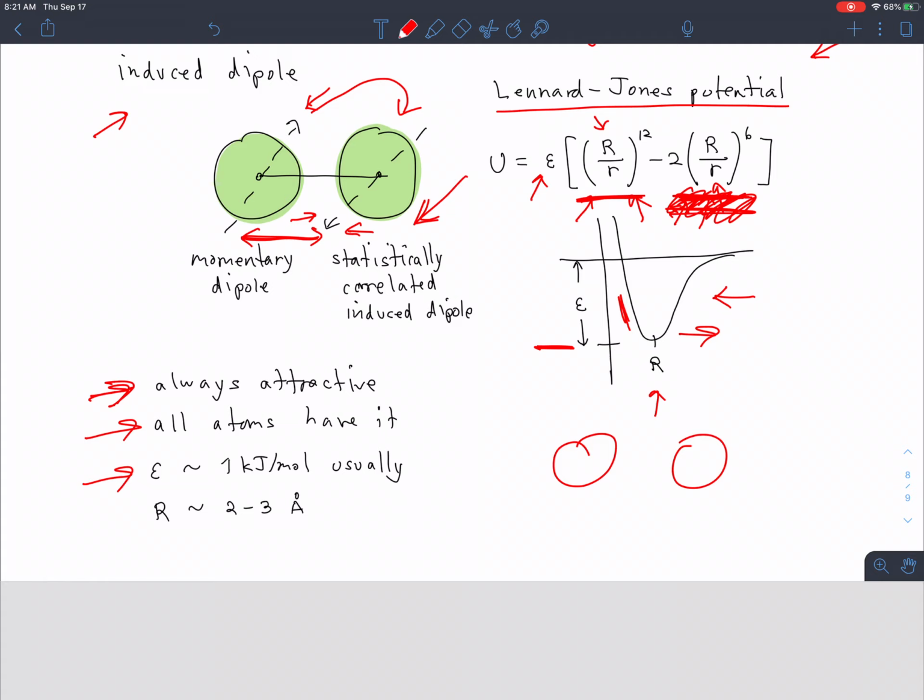The value of epsilon tends to be around 1 kilojoule per mole. There's quite a wide range in that number, though, so it can be much smaller or much larger. And the value of the minimum position tends to be maybe even a little bit bigger than that. 2 to 4 angstroms, I think, is probably a little bit better. Actually, 2 is probably a little bit short. 2 and 4 is probably a little bit long. So anyway, that's probably a pretty good idea for what the total range is.